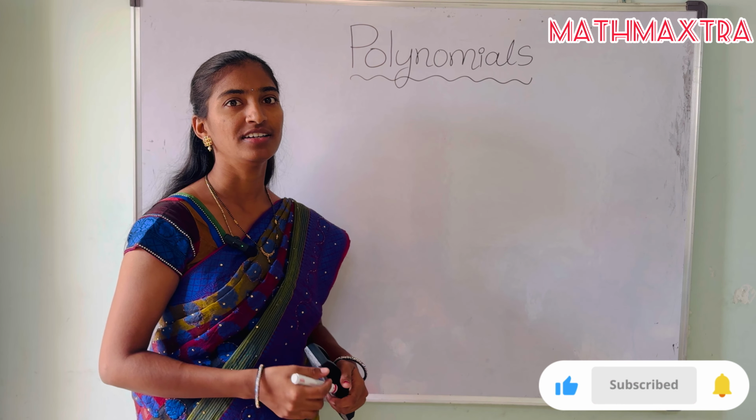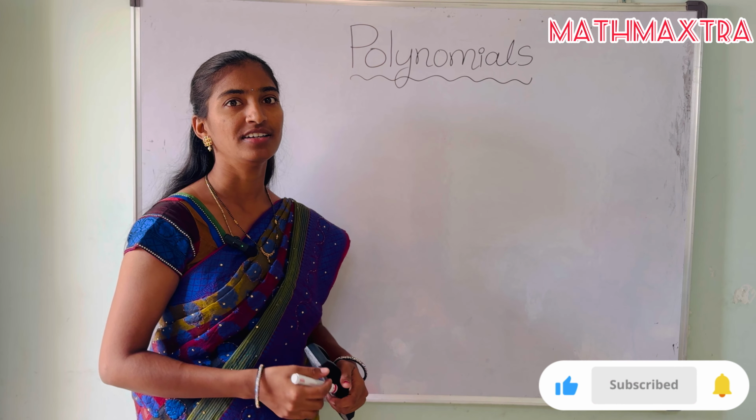This can be represented by p of x, because this polynomial is in the variable x. So what is a polynomial? It is an algebraic expression in the form of a naught x power n plus a1 x power n minus 1 plus a2 x power n minus 2 and so on, where a naught should not be equal to 0, these are all real constants, and n is called the degree.